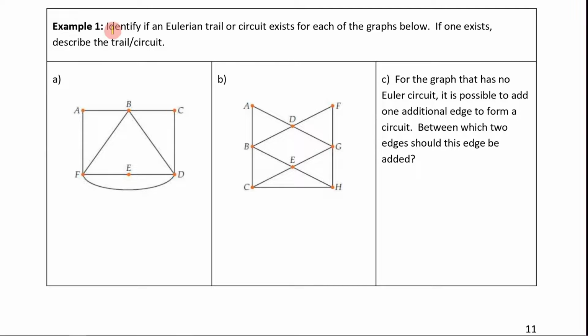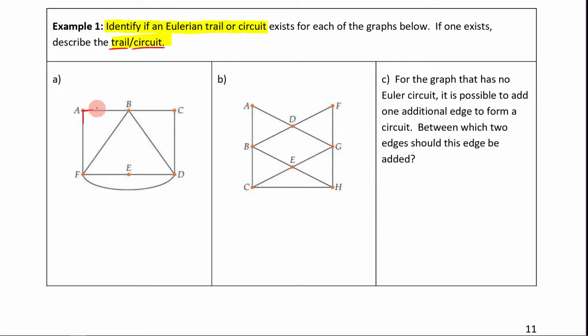Let's now go through this example, which says identify if an Eulerian trail or circuit exists for each of the graphs below. If one exists, describe the trail or circuit. Okay, so when you're in this situation and you want to identify whether or not you have a trail or circuit, the first thing that you want to do is label the degree of each vertex.